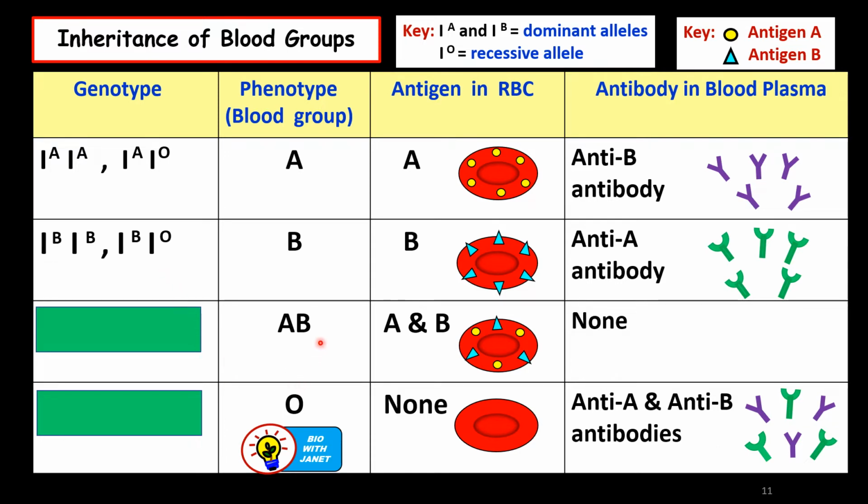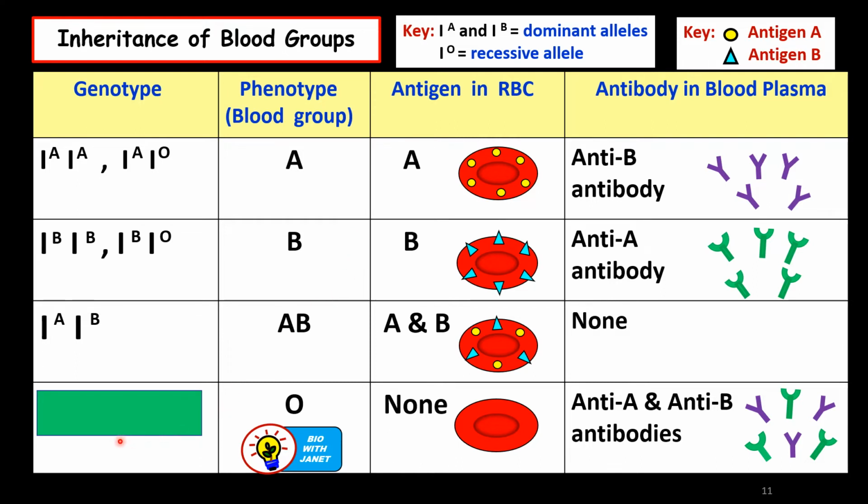Now let's try the third one. What is the genotype for a person with blood group AB? Yes, it is IAIB. It's a new blood group. Okay, since IA and IB are co-dominant, that means that they will both express their trait equally. IA causes production of antigen A on the red blood cell. IB causes production of antigen B on the red blood cell, right? So this blood group is blood group AB, different from blood group A or B.